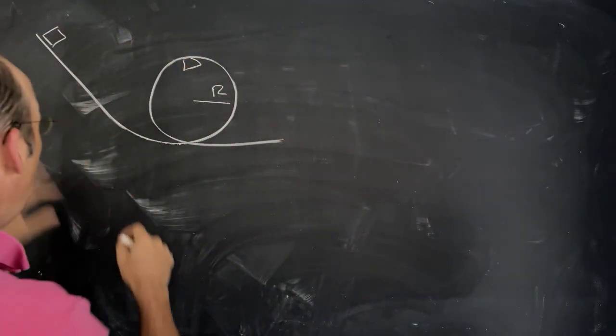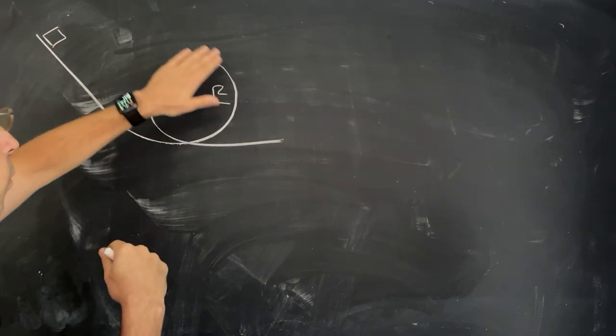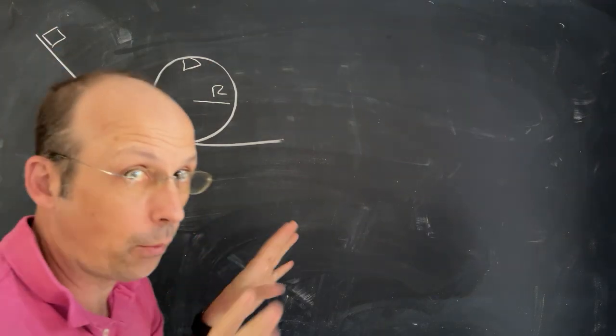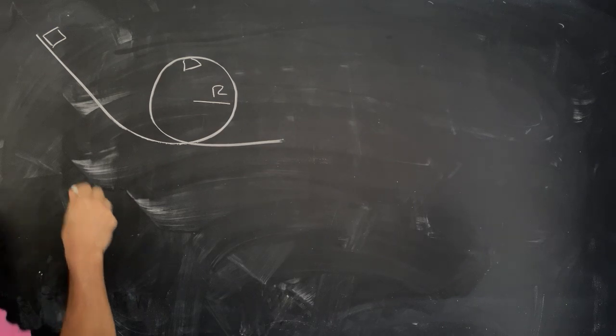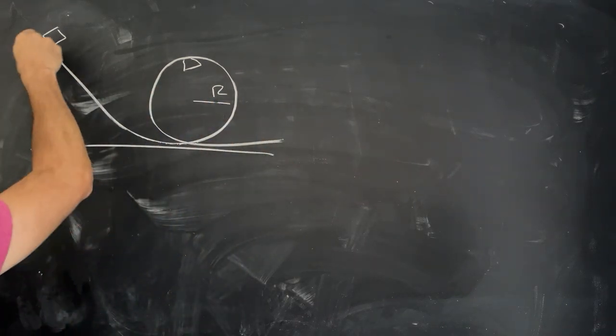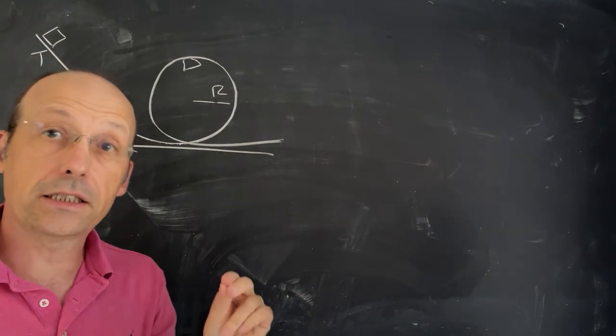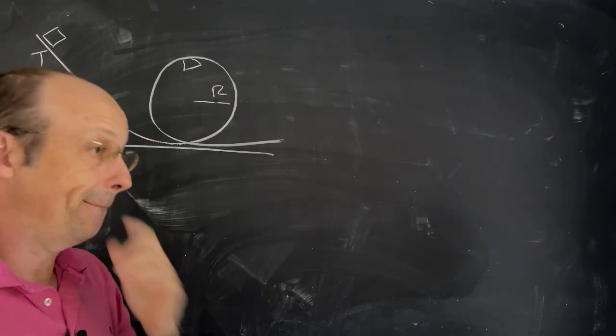You have a car, let's say it's a car rolling down a track, and then it wants to go over this loop. It's not powered, it's just rolling. The question is, if the loop has a radius of r, how high above the ground do you have to release the car so it makes it around the track?